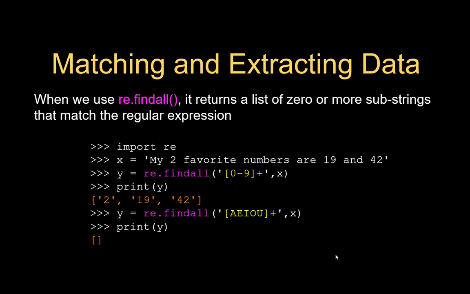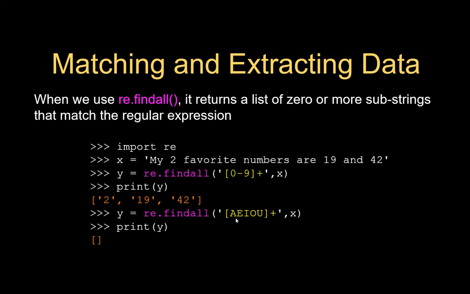Again, let's go with another example with findall. We are going to match and extract the interesting data that we identified with this regular expression. In this case, we have another string assigned to x. We do findall with this 0-1 square bracket plus, which we talked about. We have another findall with square bracket AEIOU square bracket plus.